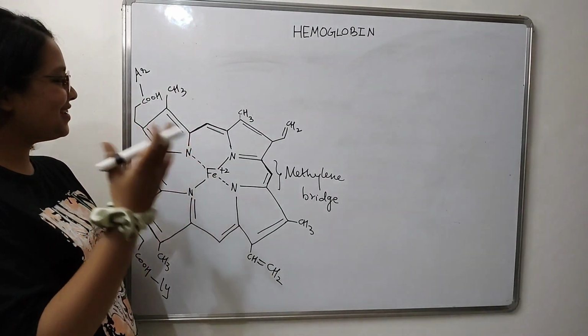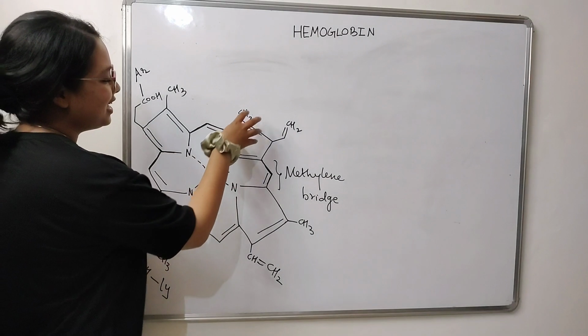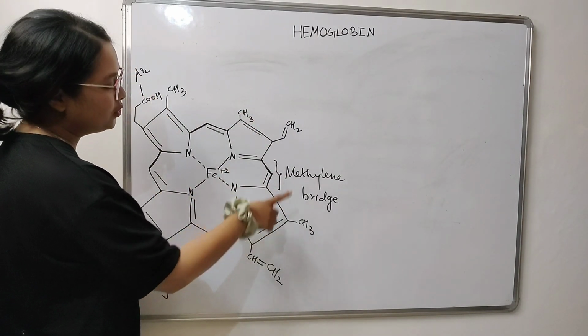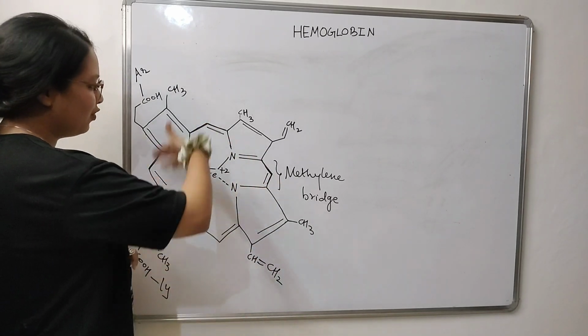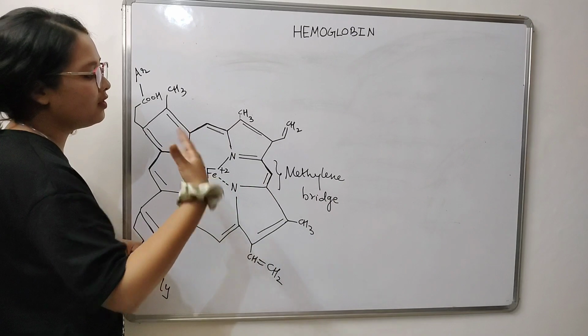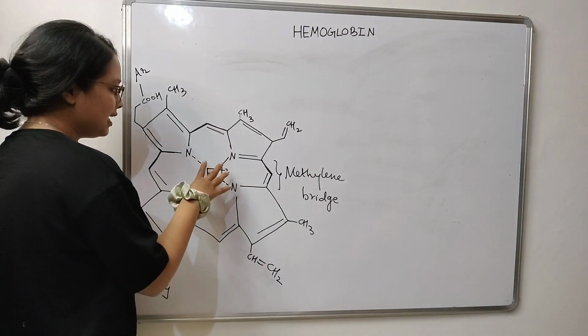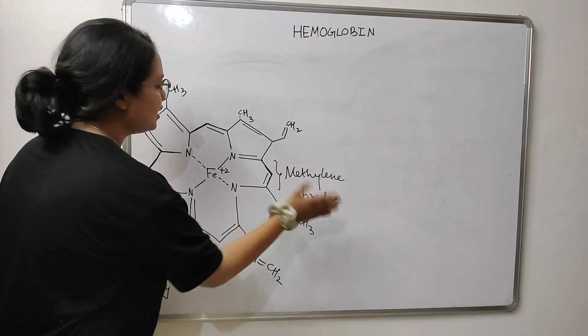I keep saying rings and links, it's confusing, so I'll repeat again. Each of the pyrrole rings is linked to the others through a methylene bridge. Fine. Obviously, since we have 4 pyrrole systems, we will also have 4 methylene bridges. So we have the central atom, and the tetrapyrrole system linked together through methylene bridges.